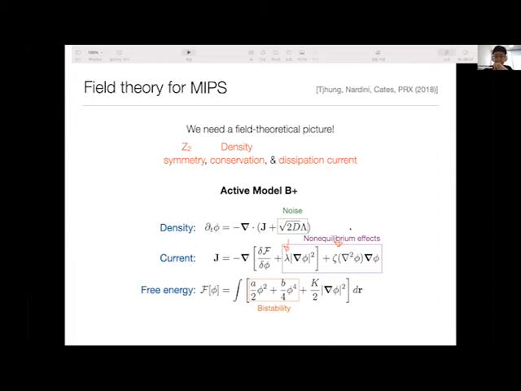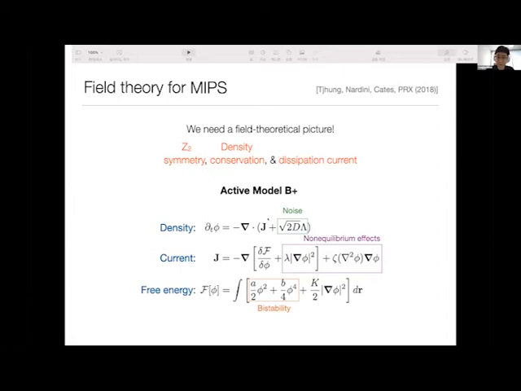So that's where the name active comes from: lambda and zeta are the active terms. And what about this plus? Well, this is just due to some historical reason. Originally, the authors of this paper didn't actually consider the zeta term. They only considered the lambda term and called it active model B. But then they later on considered the zeta term as well and included this plus here. So yeah, this is what active model B plus means.